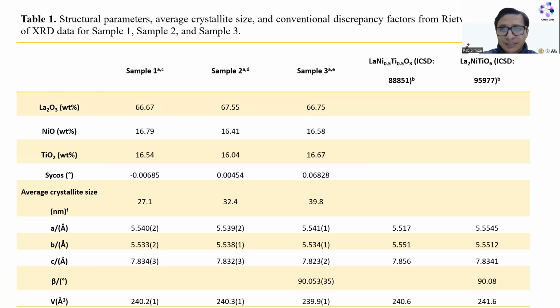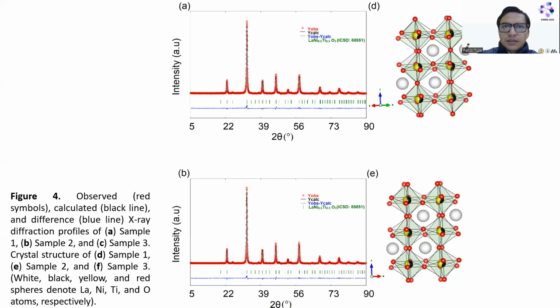It was observed that these values were similar to those expected from a theoretical point of view. Moreover, this table presents the average crystallite sizes for each sample obtained using the X-ray diffraction results. Figure 4 presents the X-ray diffraction patterns for sample 1, sample 2, and sample 3.